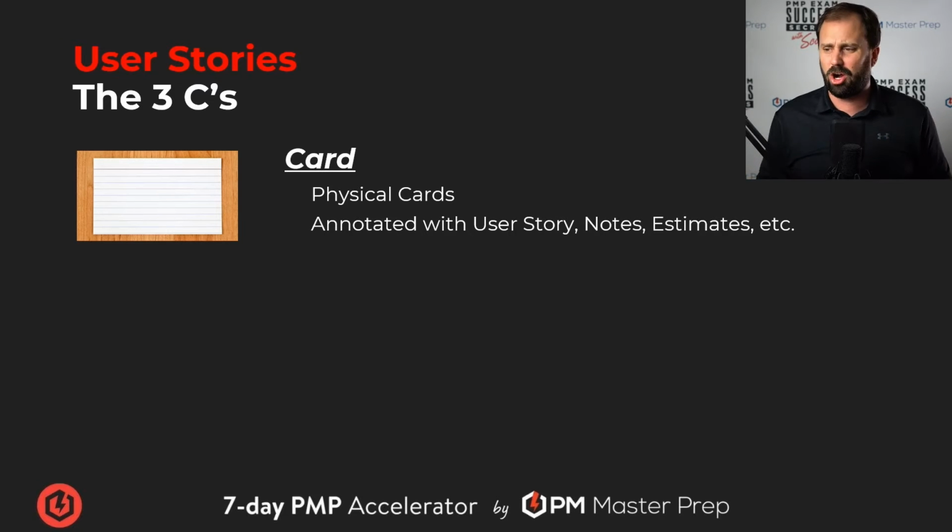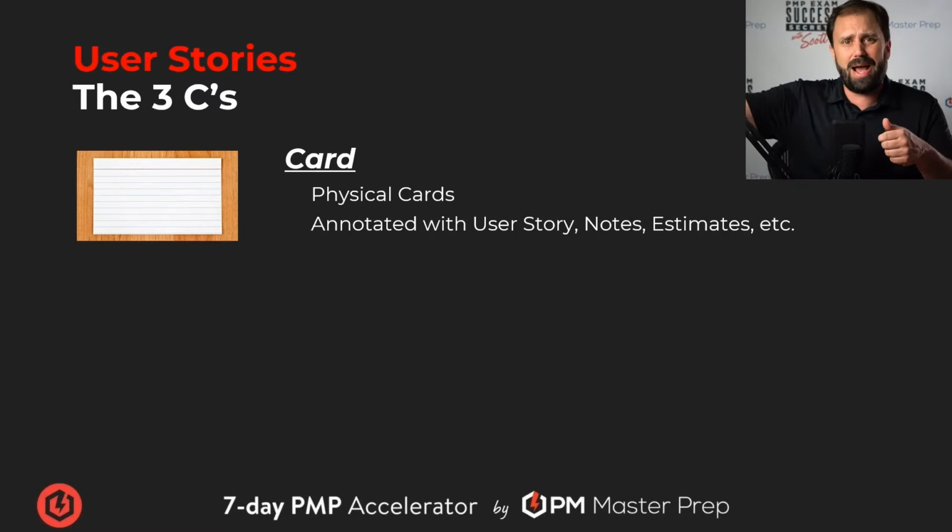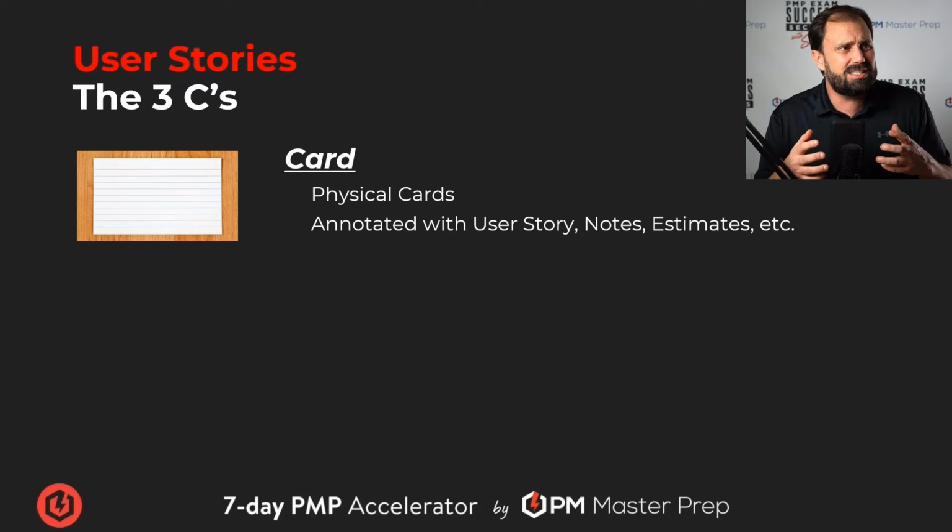What can you do with a card? Well, first of all, you could rip it up if it's no good. You can hold it, you can pass it around, you can work through it. It's something that you can put on a table and group together. It has a certain impermanence, but openness to it that allows it to be pitched around, all right? So super important that the first C of the user story is a card. That's where we write it down.